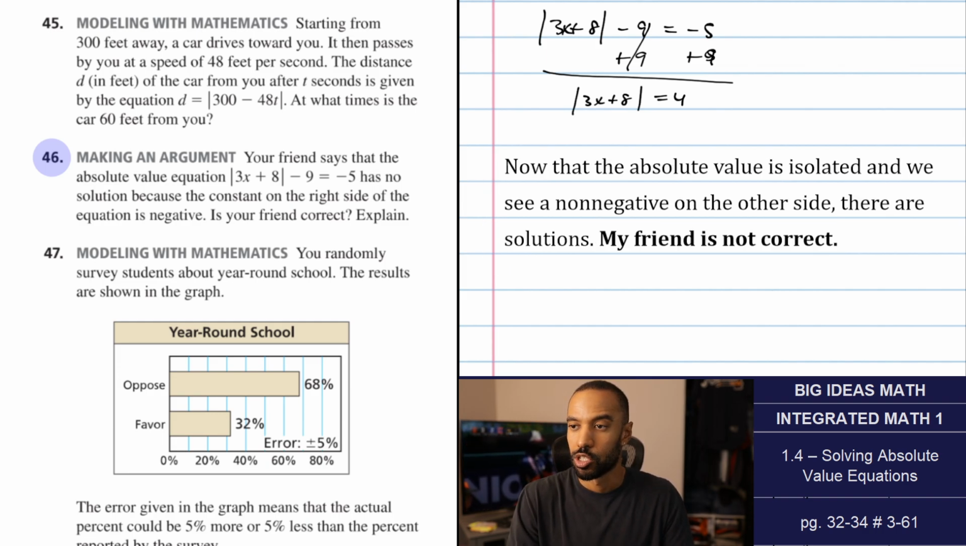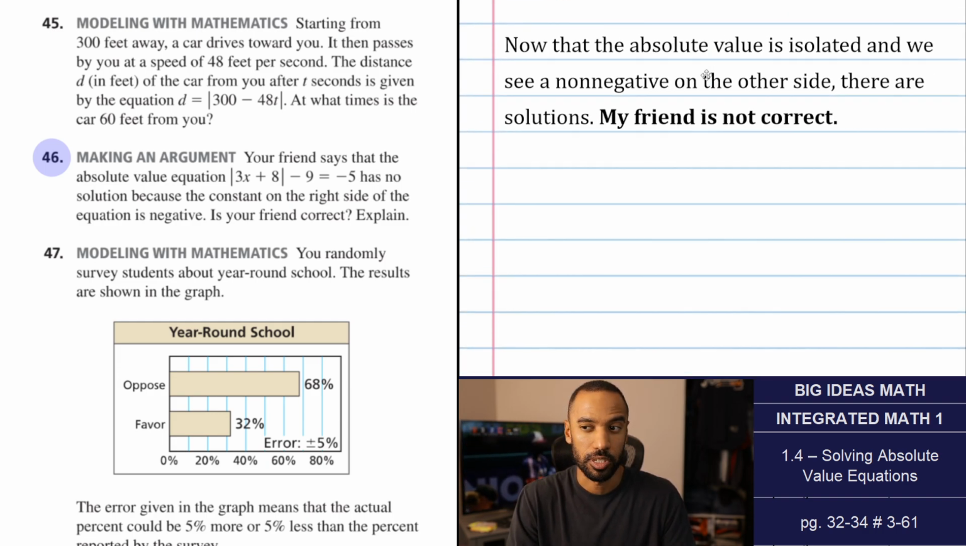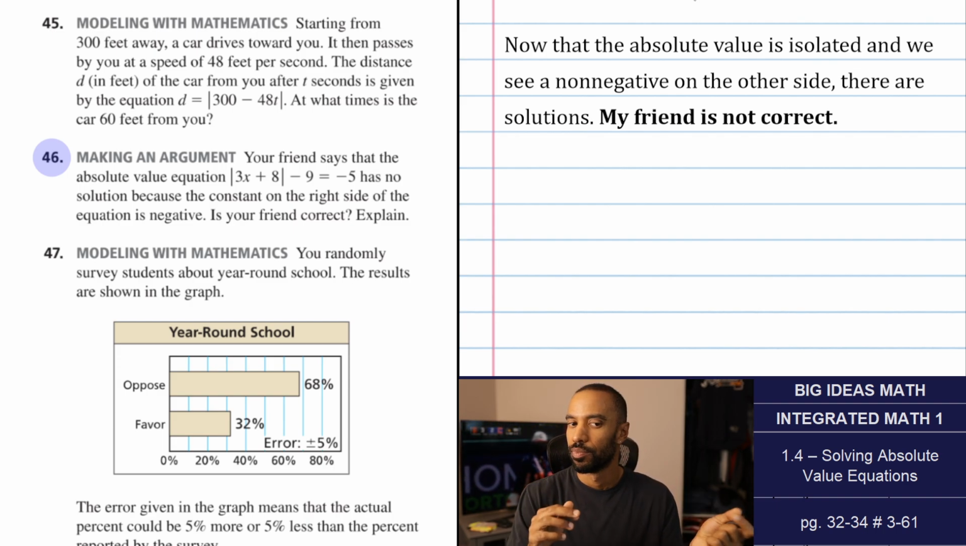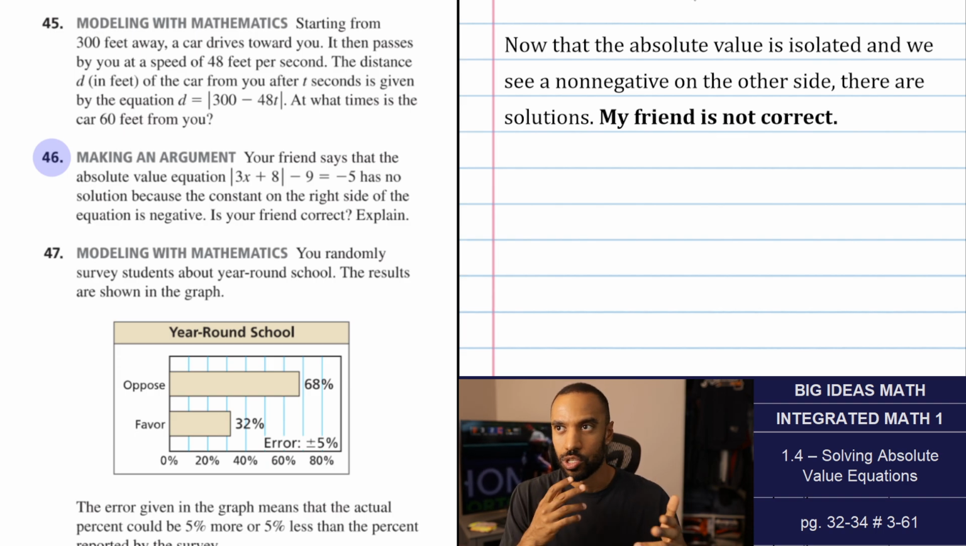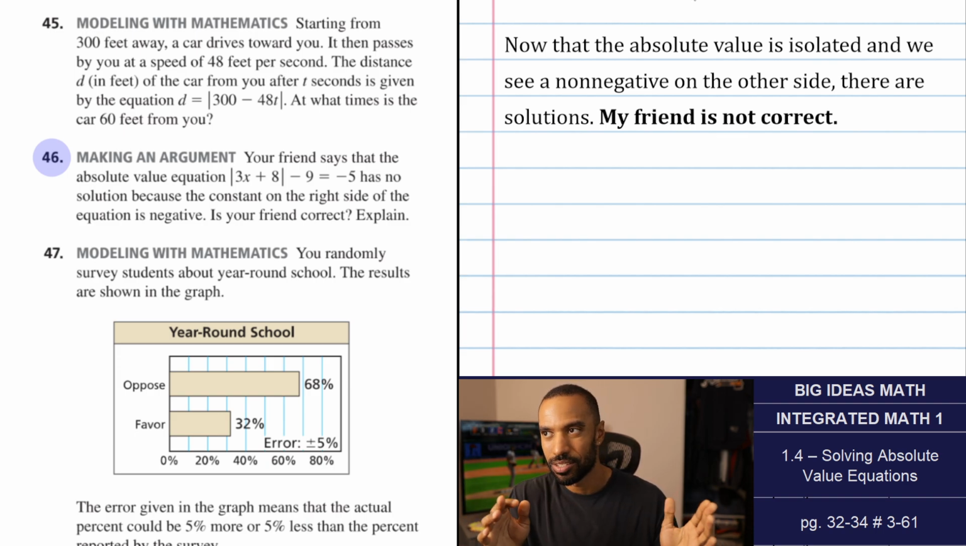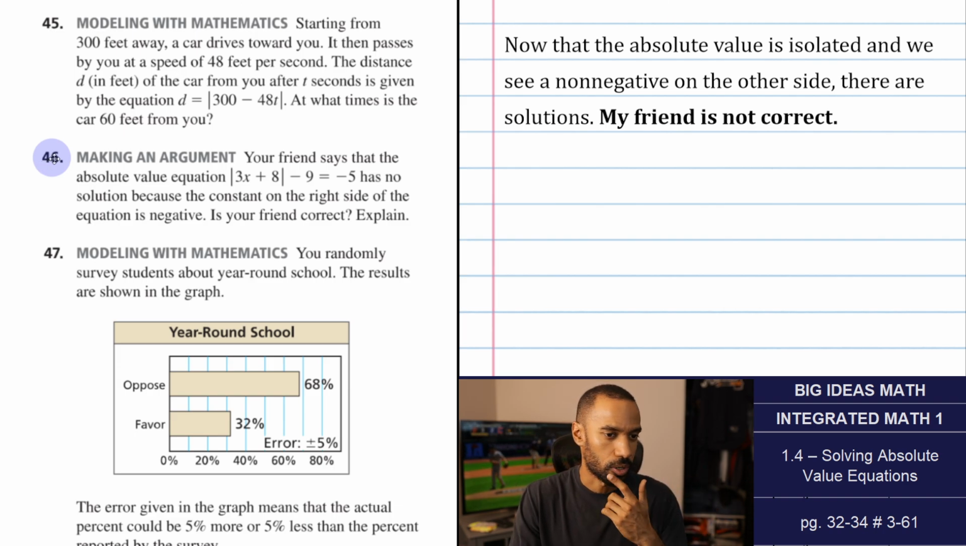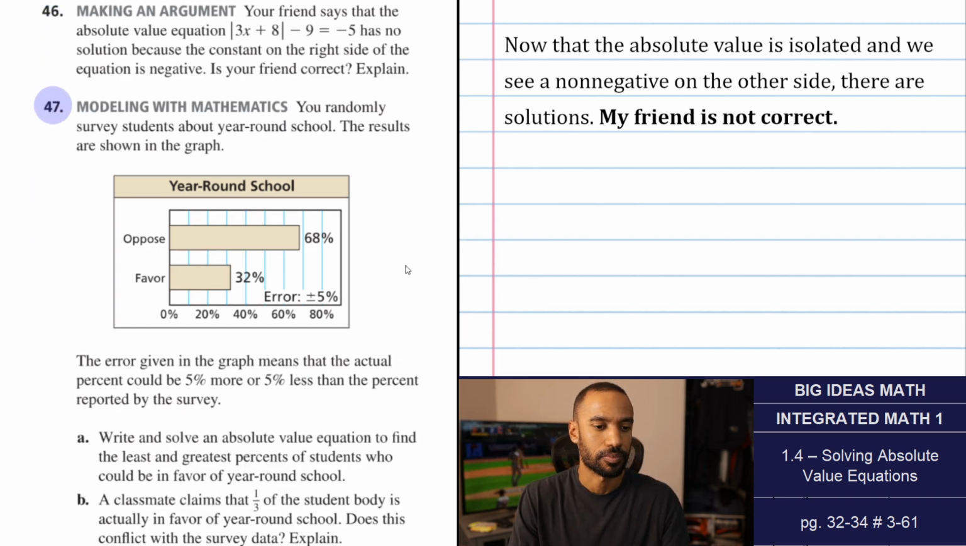It's possible they could have been correct, through probably dumb luck. What if it said absolute value of 3x plus 8 minus 2 equals negative 5? Now you add 2 to both sides, it becomes negative 3. It's still not a solution. Your friend had the wrong reason for it, but they still would have been correct. In this case, they're not correct.